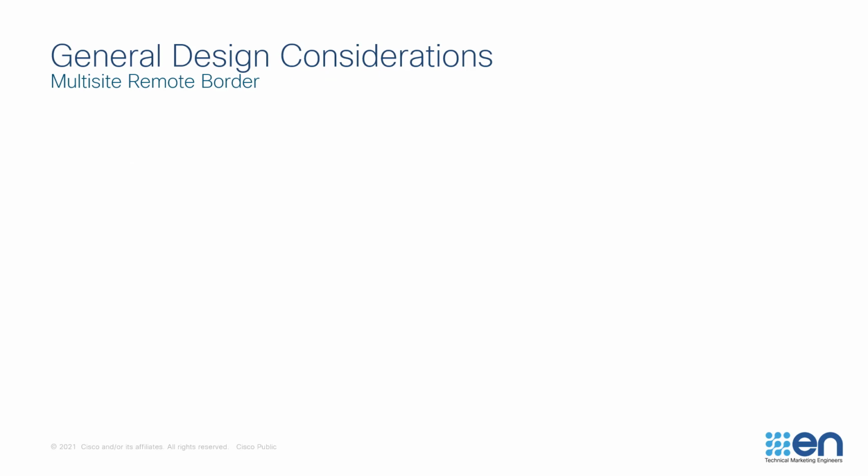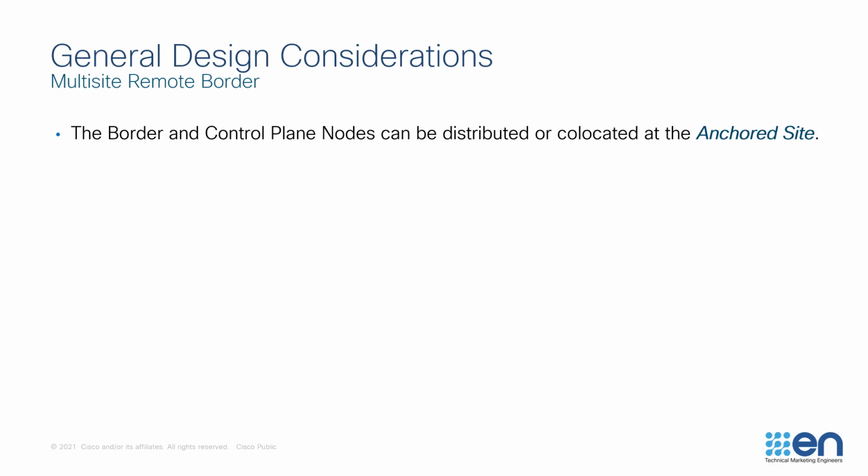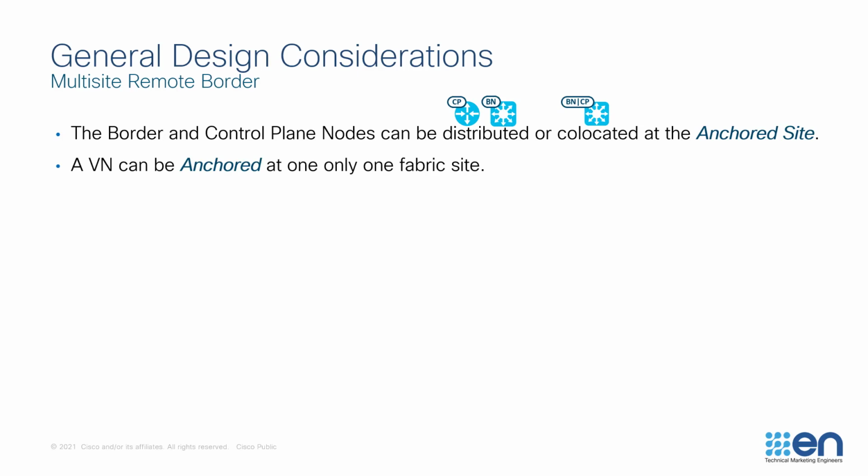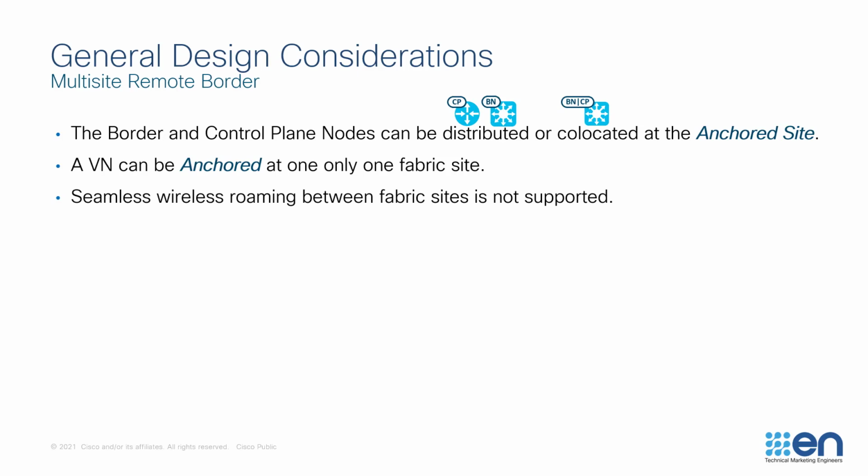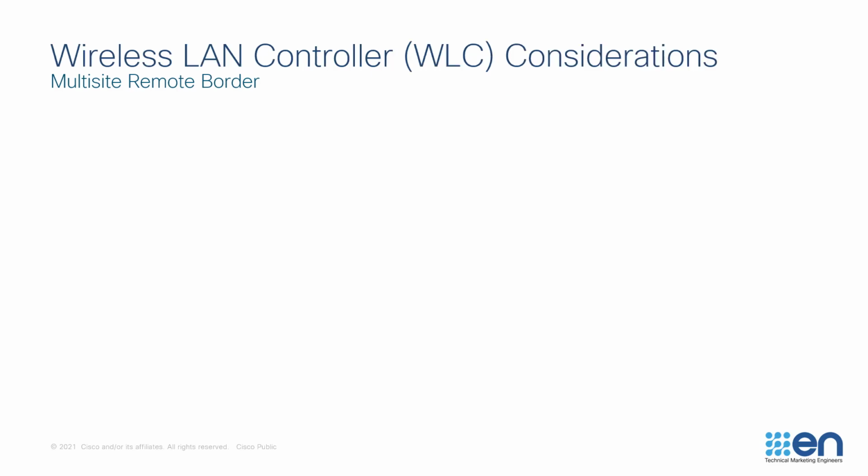Let's discuss several different considerations for the deployment, beginning with general design considerations. Border nodes and control plane nodes do not have to be co-located. They can also be distributed. We absolutely support both. In fact, in the live demonstration, you will see both options. A virtual network can only be anchored at one fabric site. So there's one anchor site per anchor VN. However, there can be multiple anchoring sites. As a reminder from a few moments back, seamless wireless roaming is not possible between the fabric sites hosting that anchor VN. There are some additional considerations with regards to wireless and wireless LAN controllers.